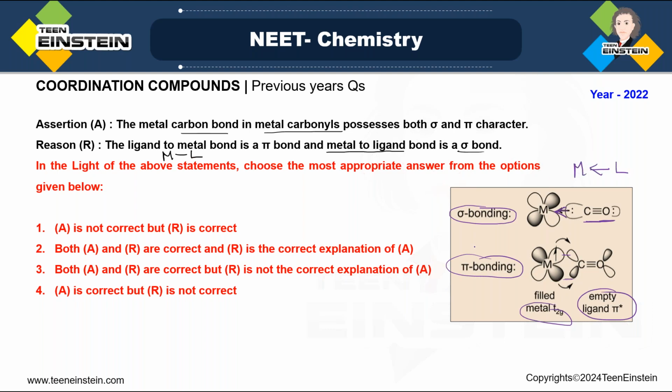So when there is ligand to metal donation, it is sigma bond in nature. But here it is mentioned that it is pi bond, so it is not a correct statement. Only when the metal is donating to the ligand is that actually pi character. So this is wrong. The correct answer would be if I write it like this. So this is not correct. But what about the first statement? The metal carbon bond in carbonyl compounds possesses both sigma and pi character. This is obviously correct. So here A is correct, but R is not correct. Okay.